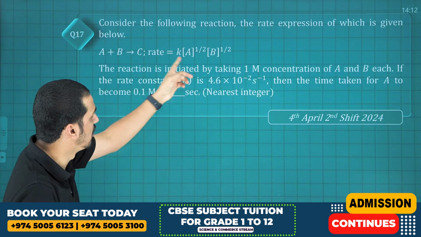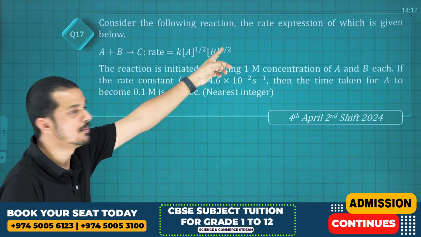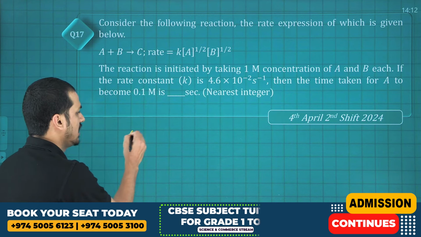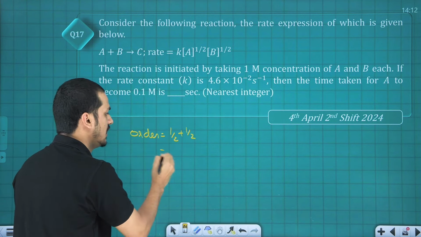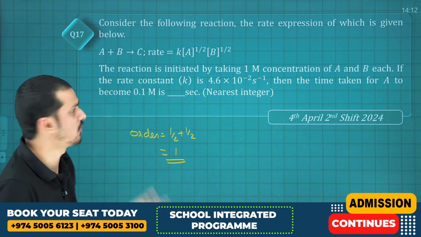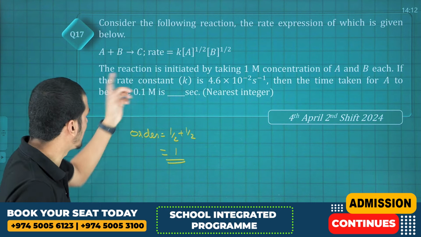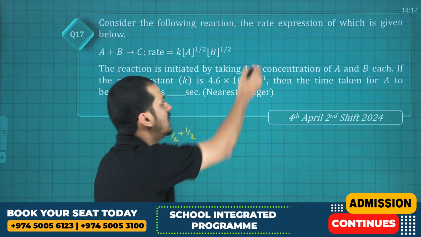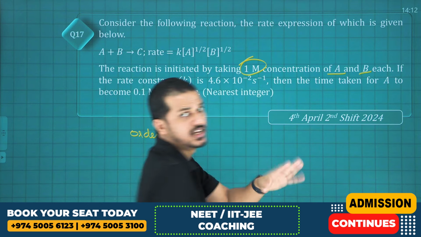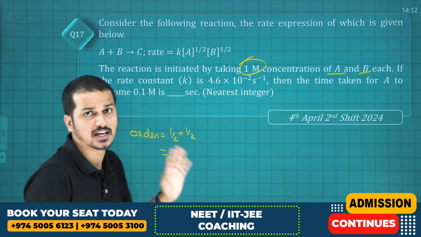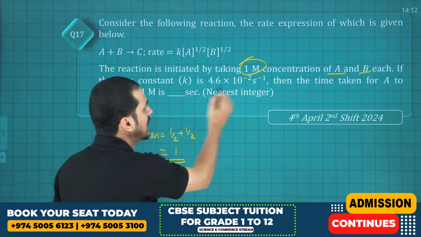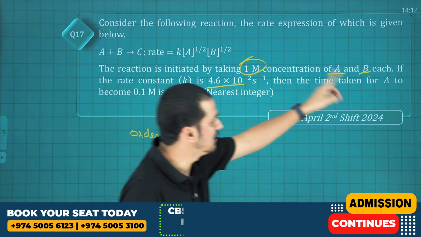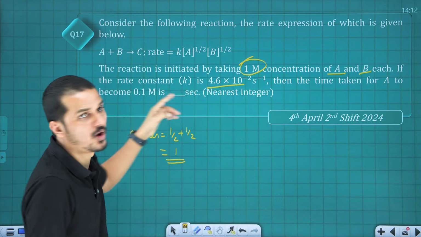The rate is equal to K A raised to 1 by 2, B raised to 1 by 2. What's the total order? Order of reaction is equal to 1 by 2 plus 1 by 2, that's equal to 1. Now they are telling the reaction is initiated by taking 1 molar concentration of A and B each. Then they are asking, the rate constant K is given, the time taken for A to become 0.1 molar.